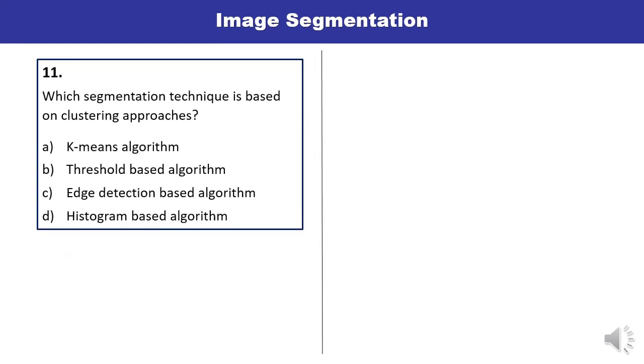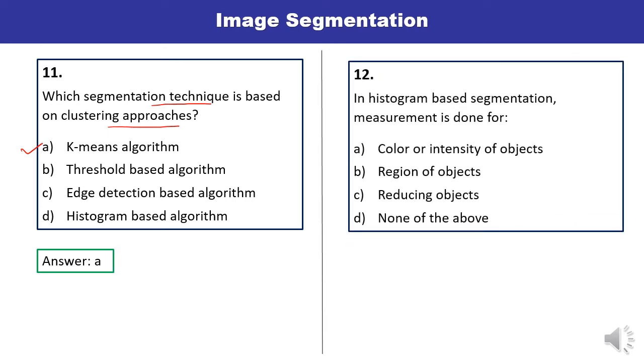Question number 11 is, which segmentation technique is based on clustering approach? You can pick this answer very quickly. It is K means algorithm. Correct one. Question number 12 is, in histogram based segmentation, measurement is done for what? Color or intensity of objects, region of objects, reducing objects, or none of the above. So in histogram based segmentation, measurement is done for the color or intensity of objects, means A is the correct answer.